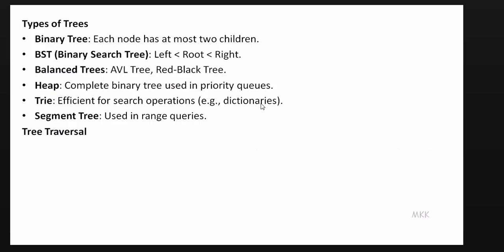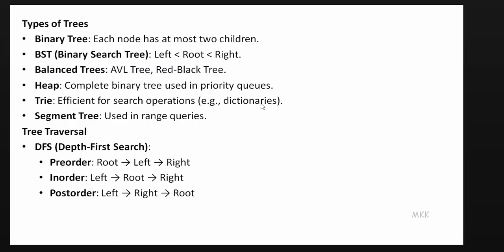And trie is efficient for search operations, for example dictionaries. The dictionary structure is completely different whenever you are searching. With the help of some elements, we can find whatever we need. Such a type of tree is a trie. Segment tree is used in range queries.